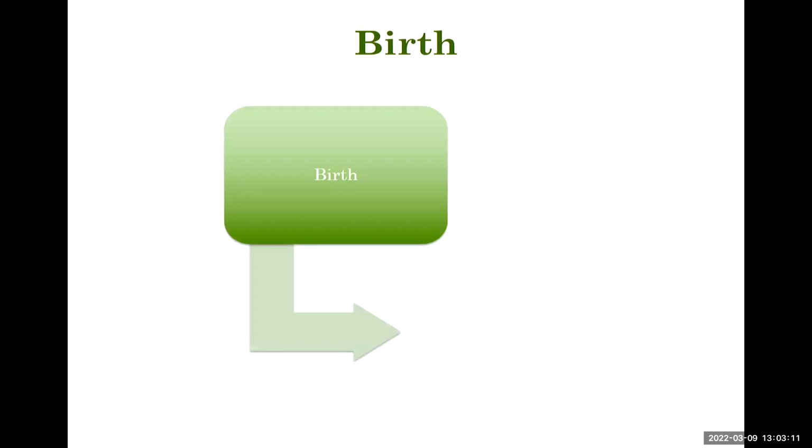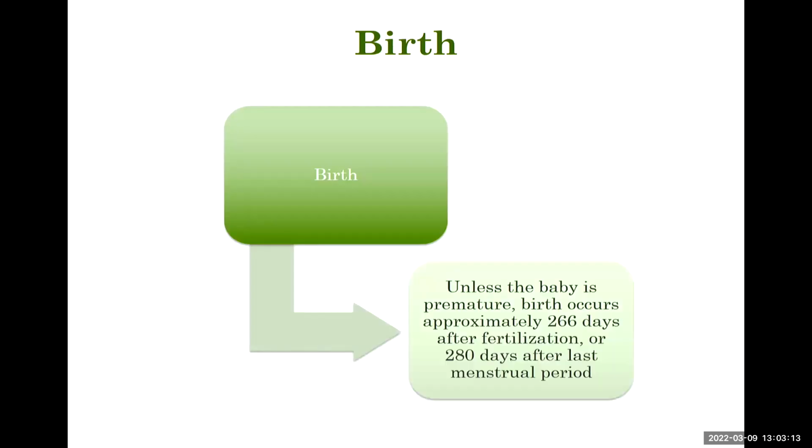Okay, birth. Unless the baby is premature, birth occurs approximately 40 weeks after the last period. Pregnancy is 40 weeks, but they start counting after your last menstrual period, so before you're actually pregnant. It's about 38 weeks from the time of conception.